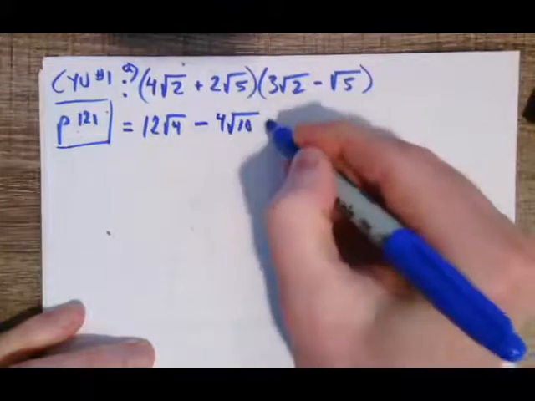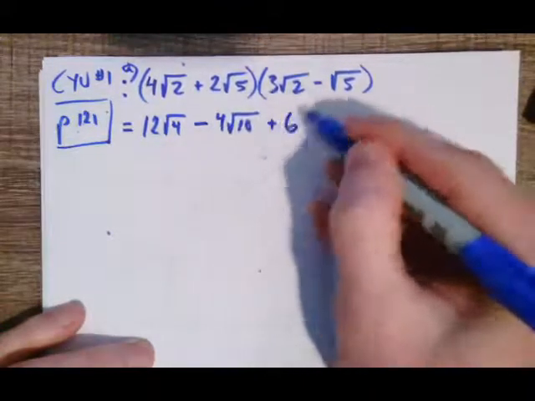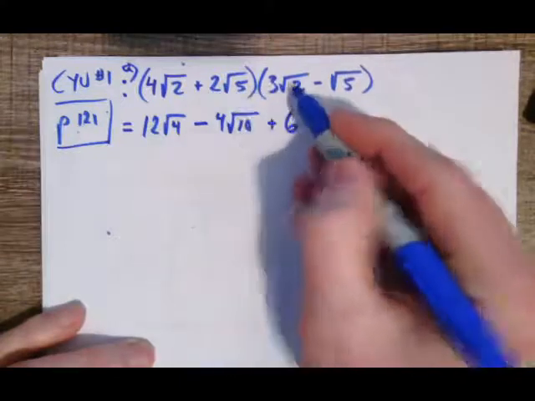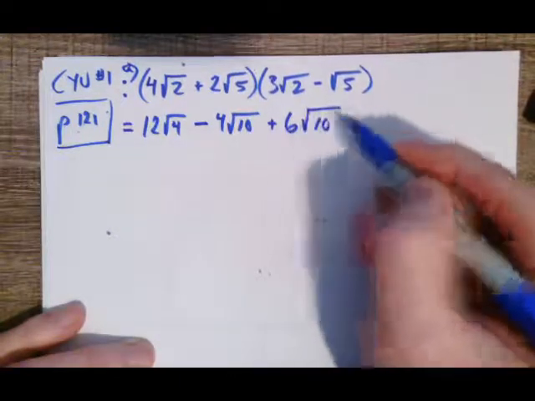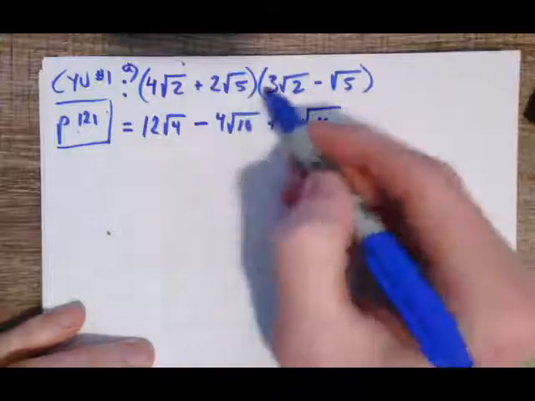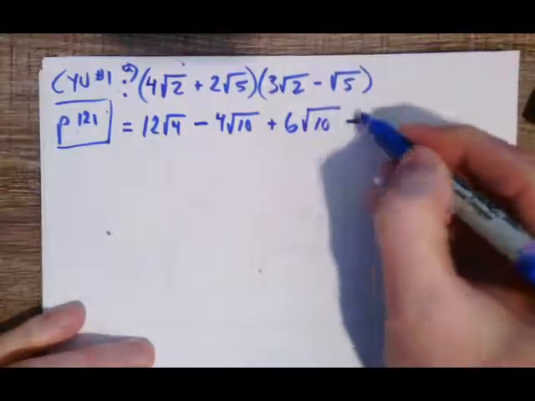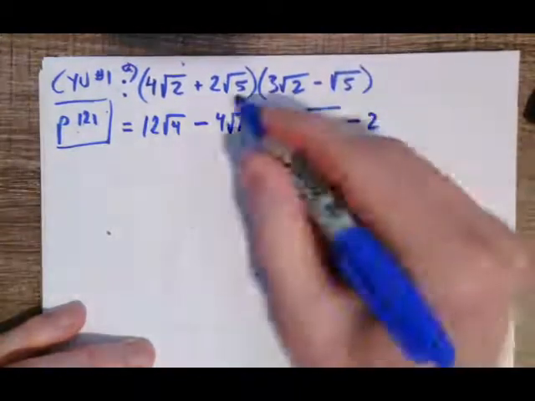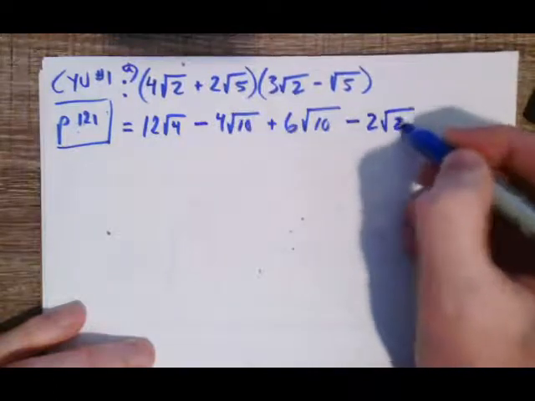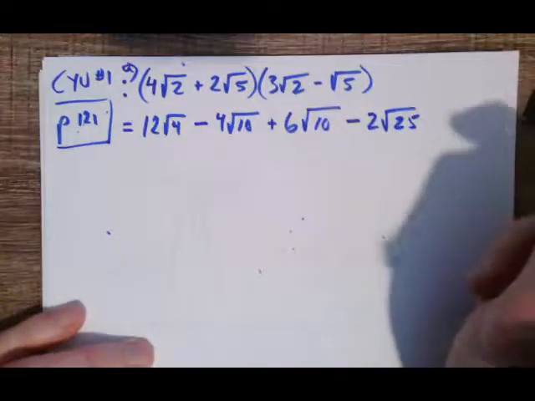Positive and positive here, 2 times 3 is 6. See, 2 times 3 is 6. Root 5 times root 2 is root 10. And then plus times negative, so that's negative 2 times 1 is 2. Root 5 times root 5 is root 25.